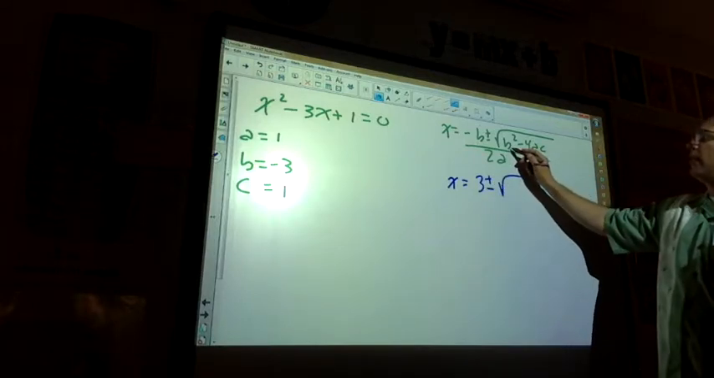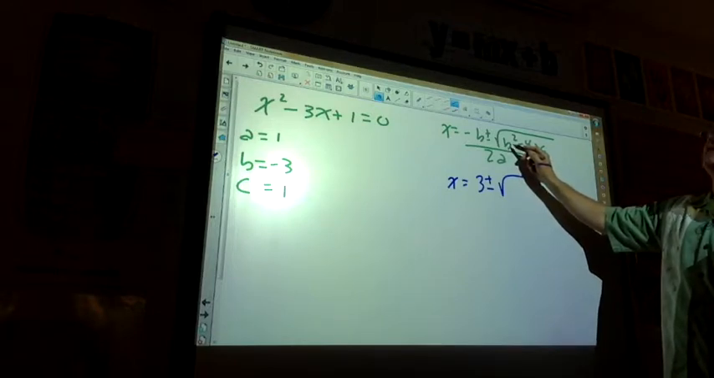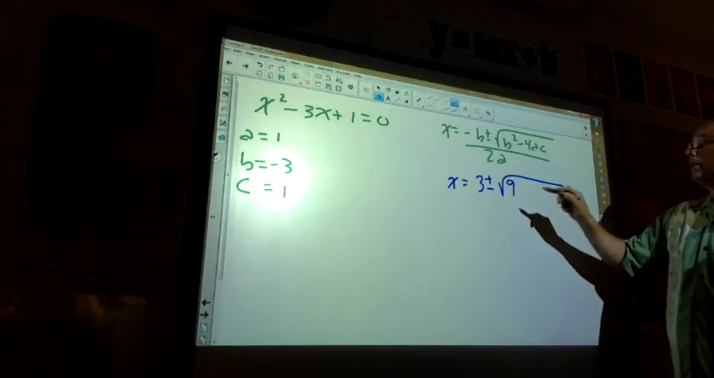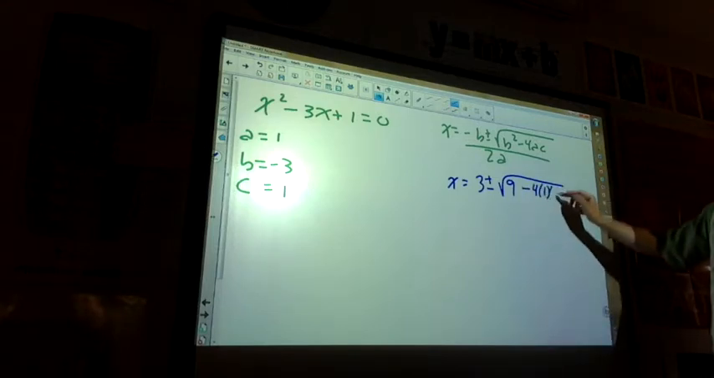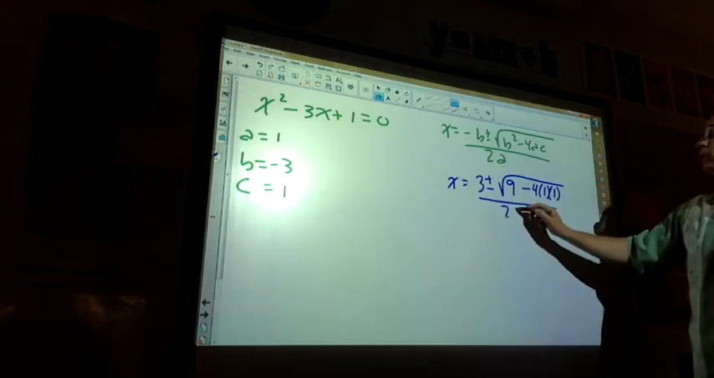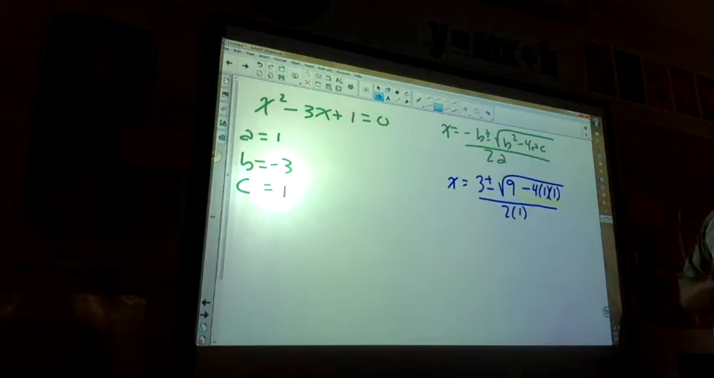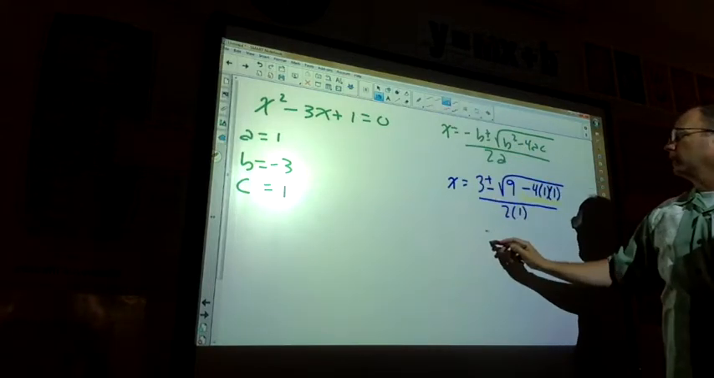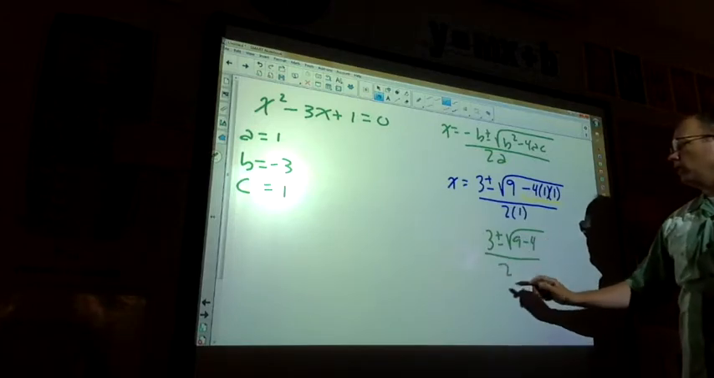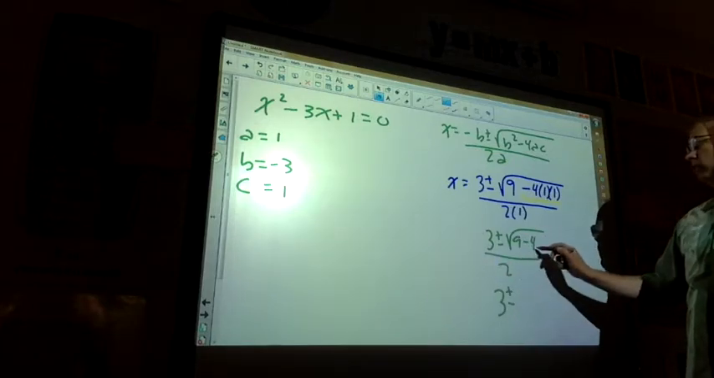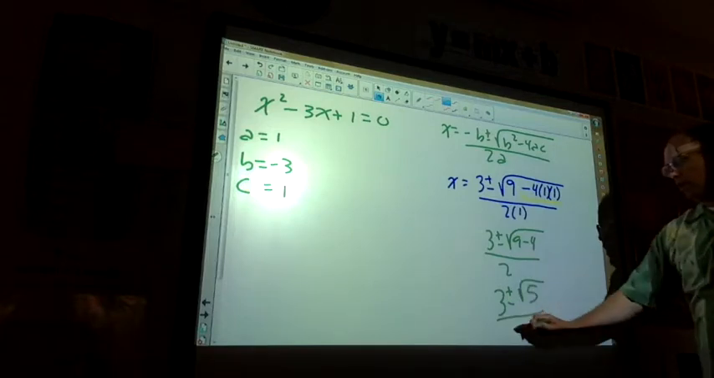What would this value become now? 9. Negative 3 quantity squared, which is 9. Cool. Minus 4ac, all divided by 2a. What does this right here become? Negative 4. Cool. So I get 3 plus or minus the square root of 9 minus 4, over 2. 3 plus or minus, what does this become? Square root 5. Can I break 5 down?